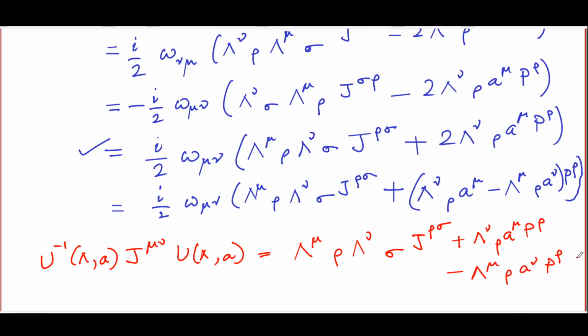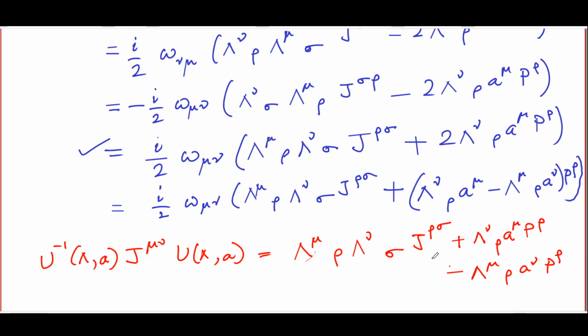Now this looks pretty complicated, but if you break this up into what happens under a Lorentz transformation and what happens under a translation, then it's actually pretty easy to understand. If you just look at a pure Lorentz transformation, there are no translations, so the A's are 0, then you just have this one term.